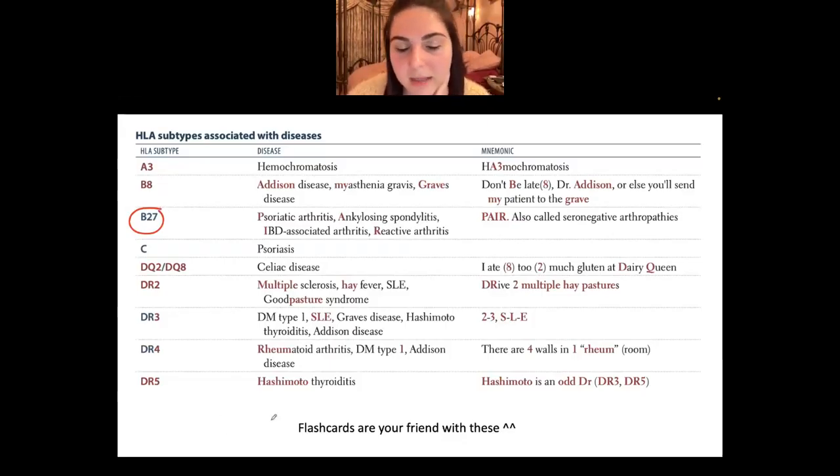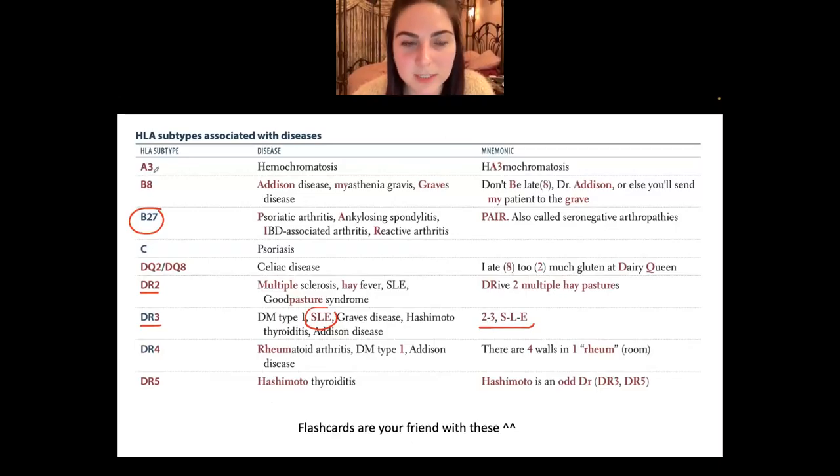I was doing the Anki deck and they ask you these all the time. Sometimes they'll just straight up ask, which HLA is associated with, I don't know, lupus? So it's DR2 and DR3 that are associated with lupus, right? And they give you little ways to remember it, like 2, 3, SLE, right? So it's kind of good to know these. It is annoying, I know, but just try to make flashcards to help with that.